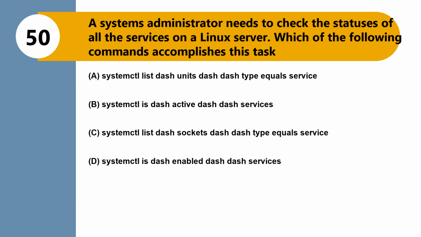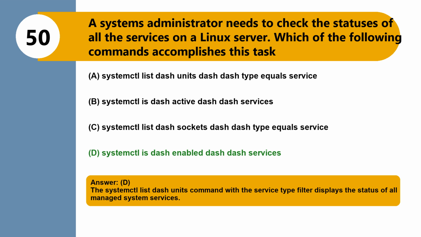Question 50. A systems administrator needs to check the statuses of all the services on a Linux server. Which of the following commands accomplishes this task? Option A, systemplist-units-type equals service. Option B, systemplist-active-services. Option C, systemplist-sockets-type equals service. Option D, systemplist-enabled-services. The correct answer is option D, systemplist-enabled-services. The systemplist-units command with the service type filter displays the status of all managed system services.